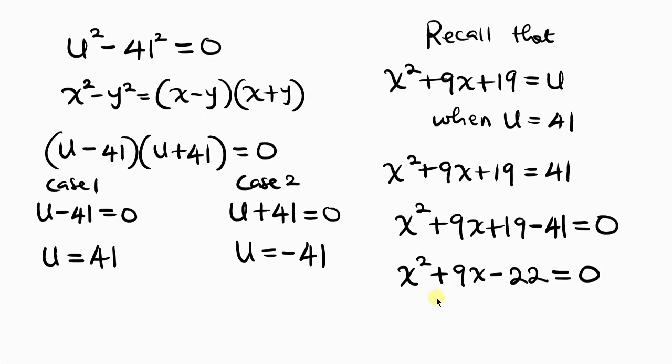Well, we have a quadratic equation. And the good thing about this quadratic equation is that it is factorizable. So what are the factors of negative 22 that will make up this quadratic equation? We have 11 and negative 2. Why? Because 11 times negative 2 gives negative 22. And when you sum them up, we have 9. So this is a good factor.